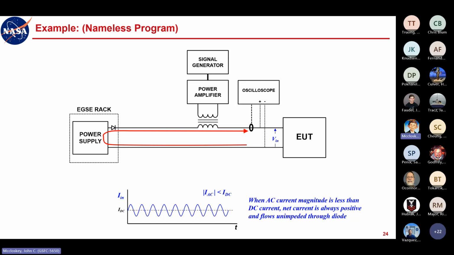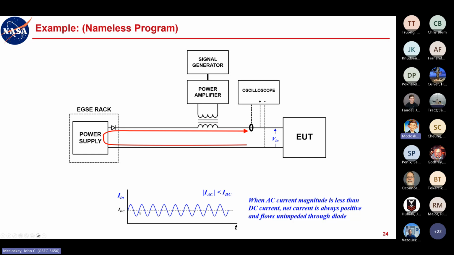So you have your 28 volts going to the EUT. The nominal current draw, as I recall, was on the order of 3 amps. So whatever that nominal DC current draw is, let's just use 3 amps as our example here. So now you're applying your CS101 injected signal here.